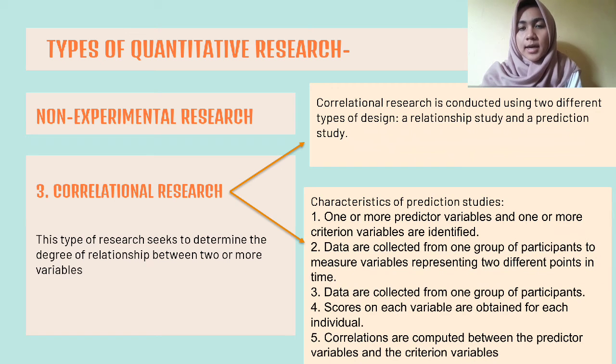And here are the characteristics of prediction study. The first one, one or more predictor variables and one or more criterion variables are identified. 2. Data are collected from one group of participants to measure variables representing two different points in time. 3. Data are collected from one group of participants. 4. Scores on each variable are obtained for each individual. And the last one, correlations are computed between the predictor variables and the criterion variables.